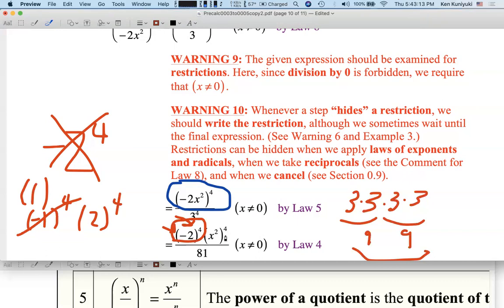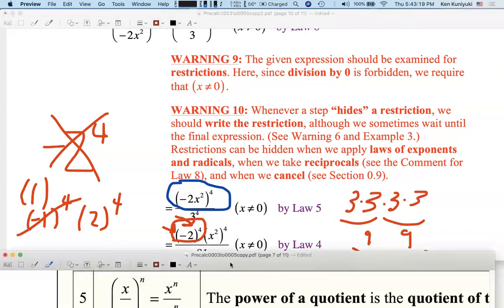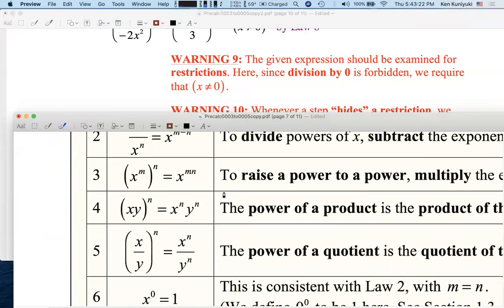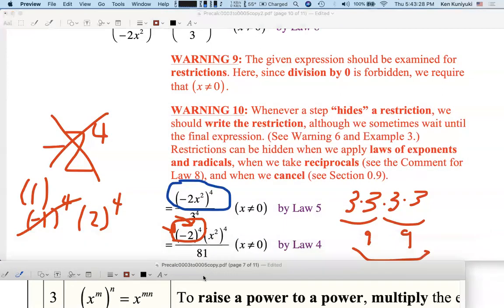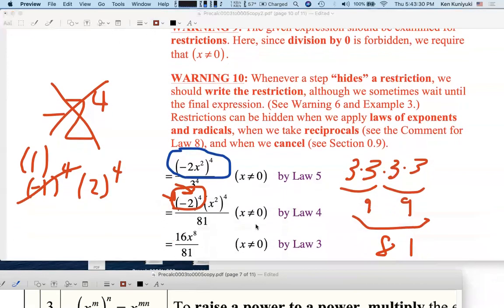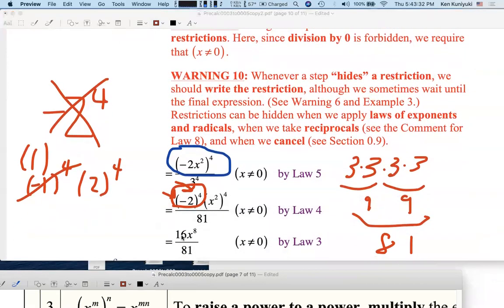Now, the 4th power of x squared. When you raise a power to a power exponent, what do you do to the exponents? That was rule number 3 here. You raise a power to a power or exponent, you multiply the exponents. 2 times 4 is 8. So we have 16 x to the 8th over 81.